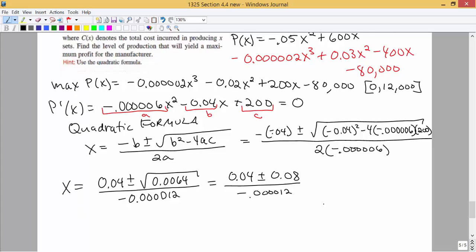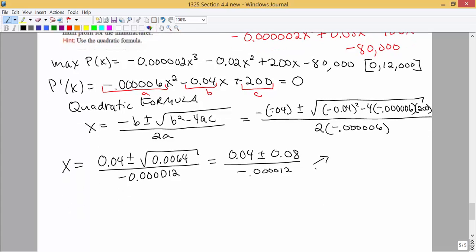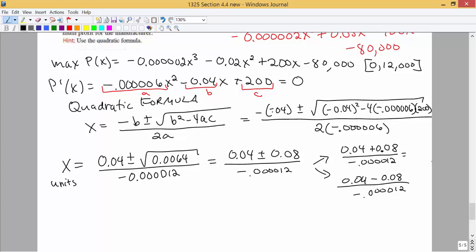And then we're going to separate this into 2 separate x values. So one of the x values is with a positive in between, divided by this negative value. And the other x value will be with the negative in between, all divided by that negative value. Okay, so we put that into our calculator. We end up with 0.12 divided by this value at the bottom. I actually end up with a negative 10,000.